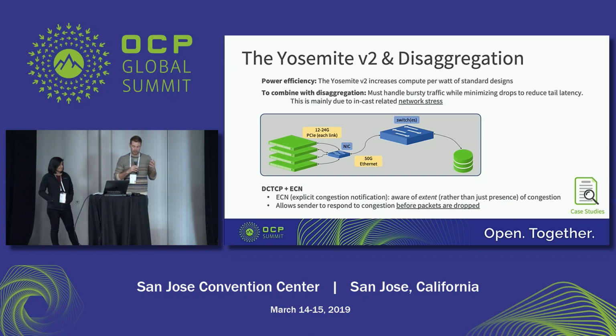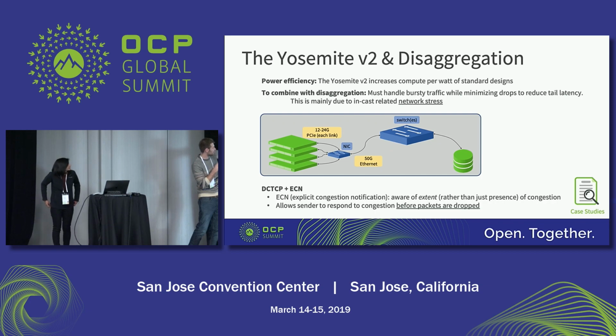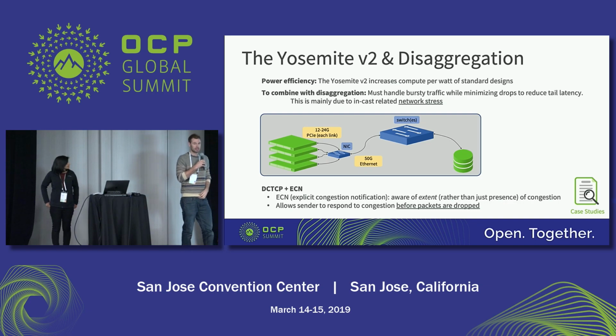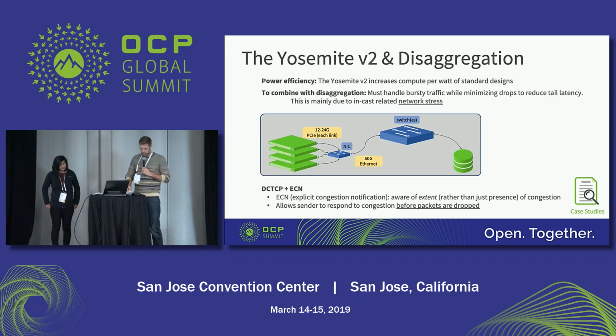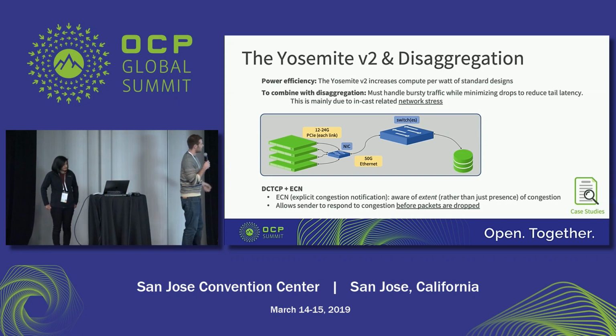That's fantastic, but the problem we have right now is that latency-sensitive workloads are difficult to deploy on these systems. The reason for that is that we have an incast problem. If you look here at the 50 gig Ethernet compared to the 12 to 24 gig PCIe link to each one of these hosts, that means that if you have bursty traffic patterns, like disaggregated flash storage, you end up in a situation whereby you're potentially going to have more traffic coming into the NIC than it can actually sink.